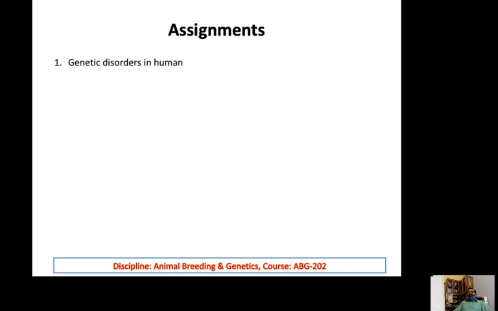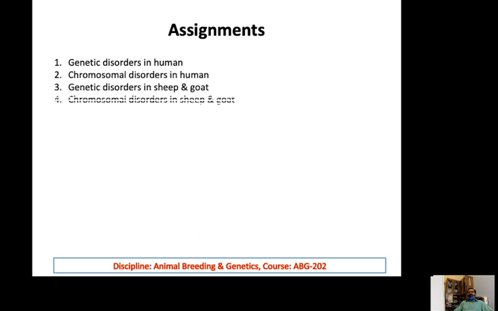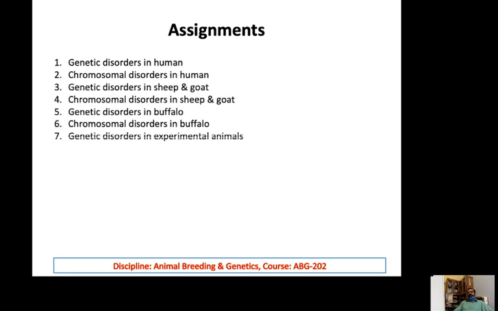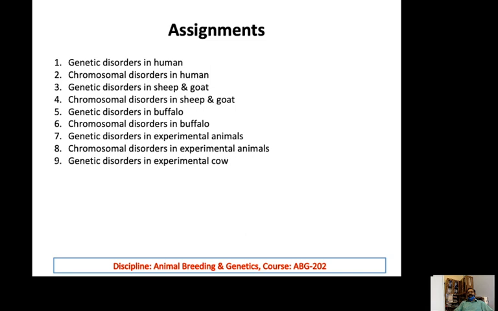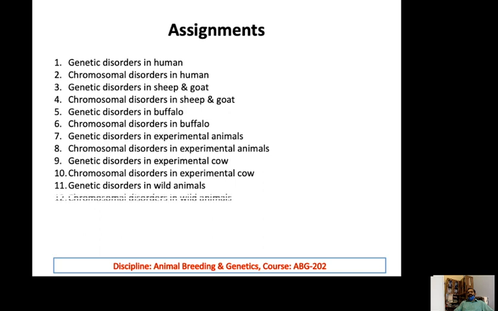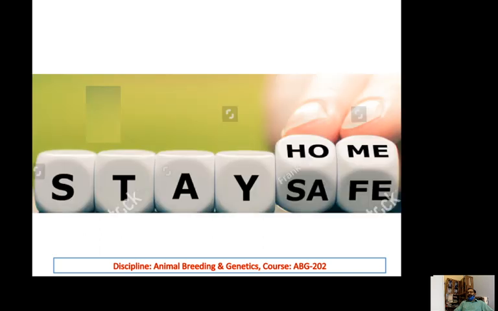So here are some assignments. I will give you these assignments according to your roll numbers, and then also will give you the date before which you have to submit them on Google Classroom. So that's all for the moment. And with the end of this, we have finished the midterm course for Animal Breeding and Genetics 202.